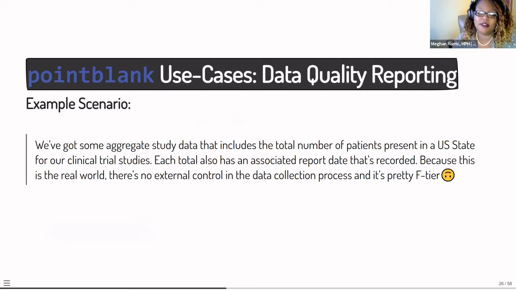So I made an example scenario. We've got just some aggregate study data. It includes a total number of patients present in a US clinical trial. Each total has an associated report date that's recorded. And because this is the real world, there's no external control in the collection process and it's F tier. This is terrible data, guys, but that's what we want.